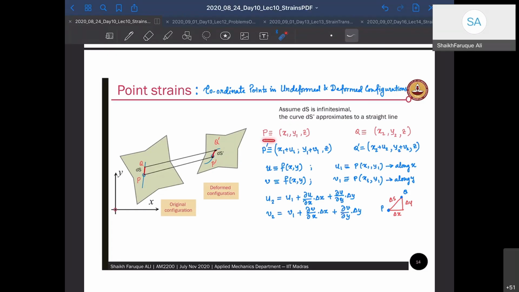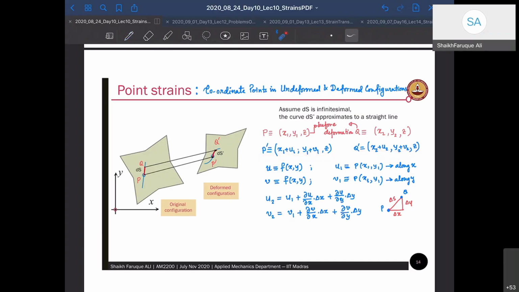Now, P is the coordinate system before deformation, which was given by x1, y1, and z. Because z is not changing, I'm not giving 1 here. And Q was the other point before deformation, and its coordinate is given by x2, y2, and z. So P and Q before deformation is known. After deformation, it has moved to P dash and Q dash.